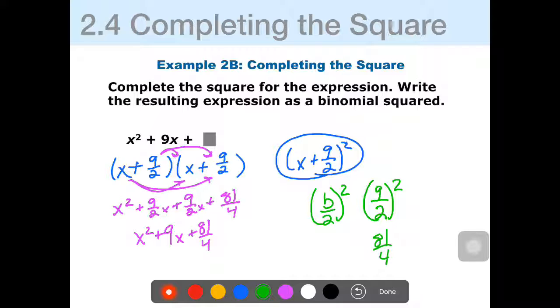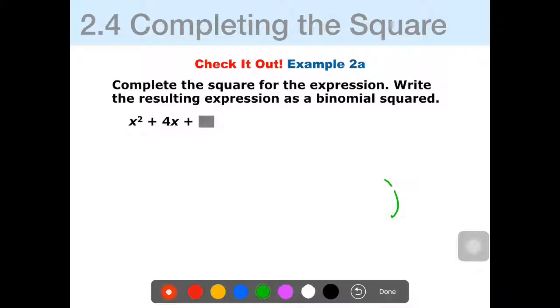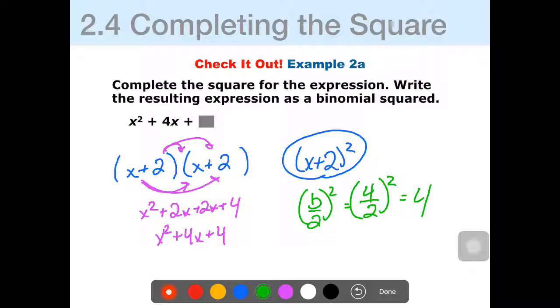Okay, so there's your kind of intro into completing the square. I want you to try this one on this slide on your own. See what you get, and then come back to the video. Good luck. Okay, you've tried this on your own now.